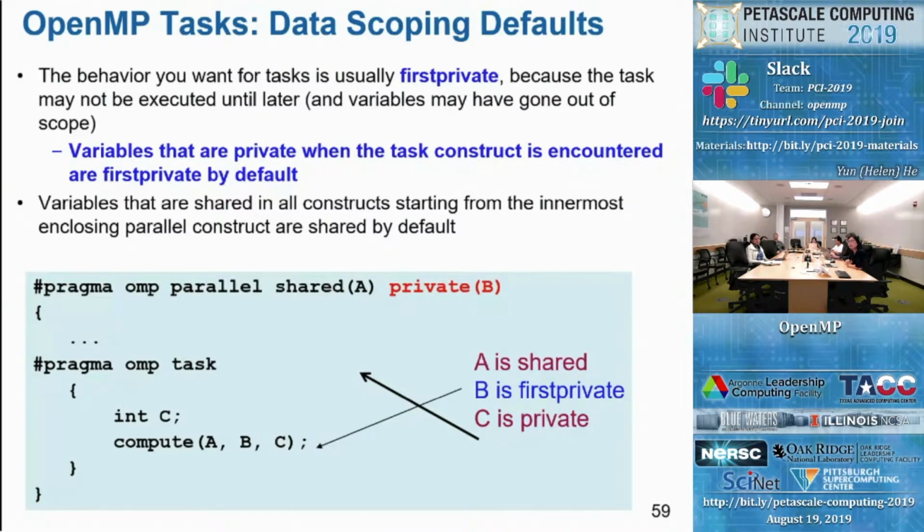So in this example, if in this task you say A is shared and you say private B, when you compute A and B and C, we actually give you an initialized value. So B is actually firstprivate. Right, next slide, please.